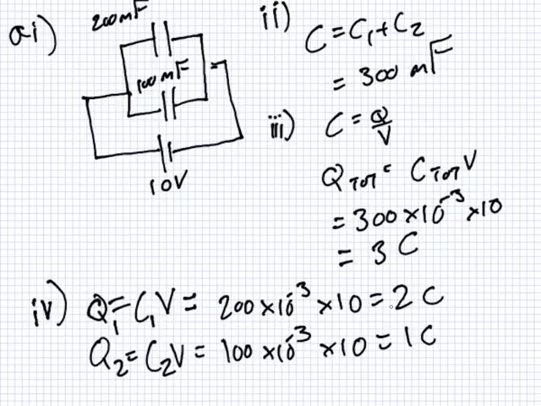What is the voltage around each of the capacitors? It's parallel, so it should be 10. V1 equals V2 equals 10 volts. Got that?